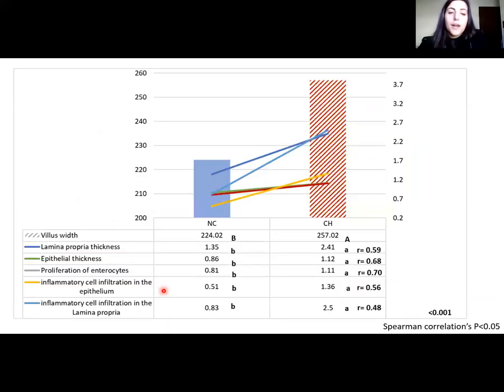And also when we applied the Spearman correlation, it was possible to observe that the related parameters like lamina propria thickness, epithelial thickness, proliferation of enterocytes, and inflammatory cell infiltration in the epithelium and lamina propria are strongly correlated with the villus width.